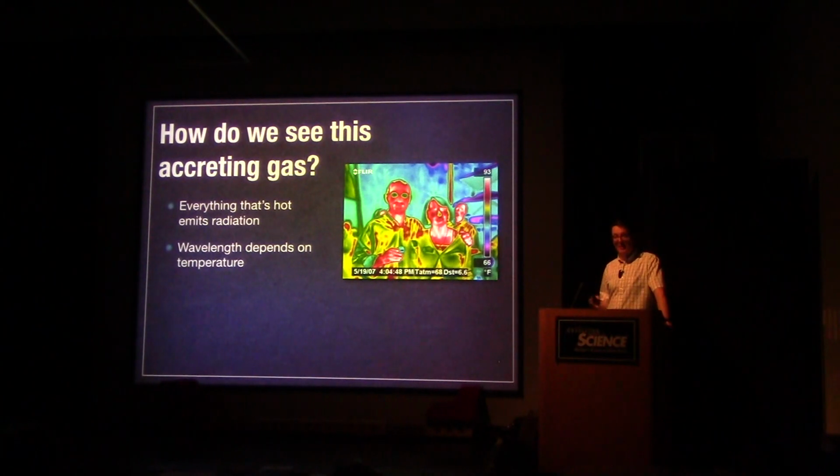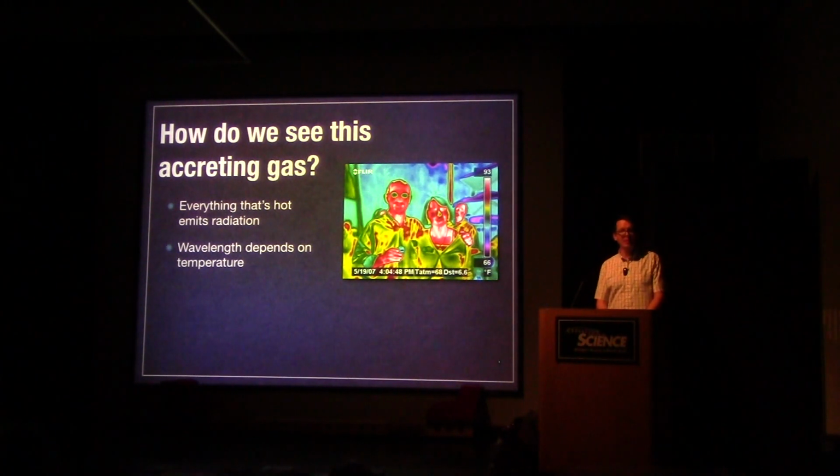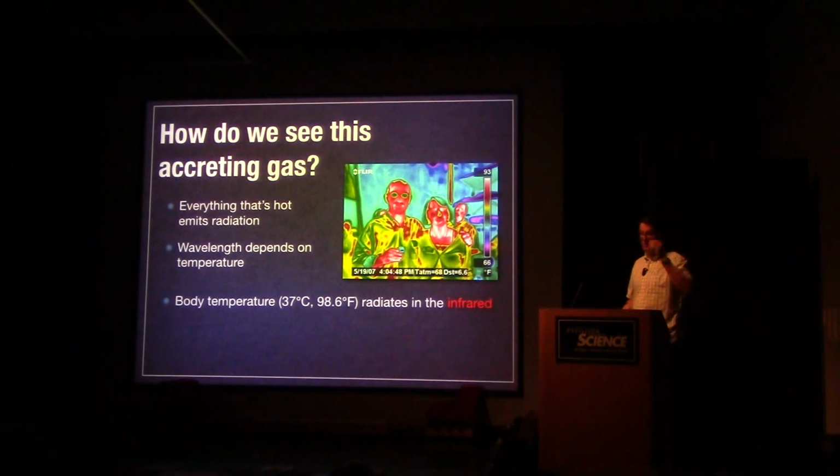So we rely on the fact that it's hot. And as you know, everything that's hot emits radiation. And it turns out that the wavelength of the radiation it emits just depends on the temperature. So if we think about humans, humans have a body temperature of 37 degrees Celsius or 98.6 degrees Fahrenheit. And so we are currently all filling this room in infrared light, right? We're glowing in infrared light. This is why night vision goggles work, right? I can see you glowing.